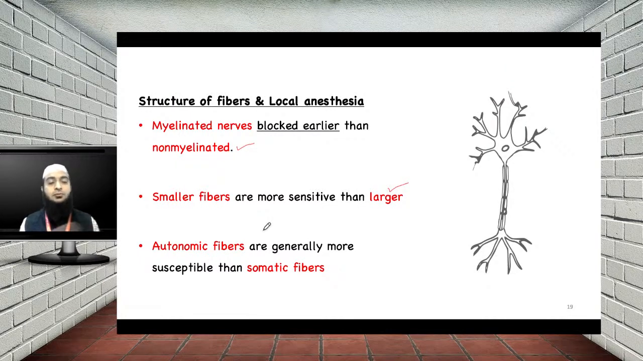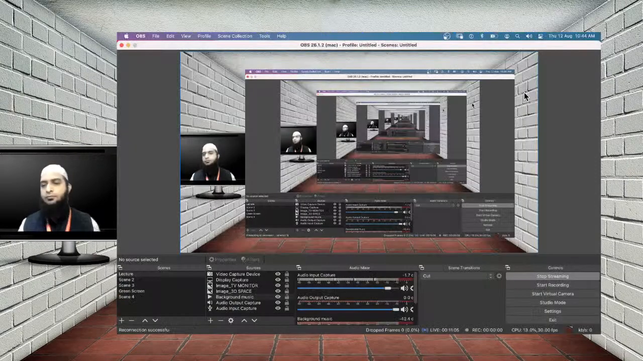So in case of these two types of fiber, when you apply the local anesthesia, it is observed that there is first an effect on the autonomic fibers, and then an effect on the somatic fibers. So this is the action of the local anesthetic on the basis of their structure. Myelinated nerves block earlier than non-myelinated nerves. Small fibers are more sensitive than larger ones, and autonomic fibers are generally more susceptible as compared to somatic fibers.